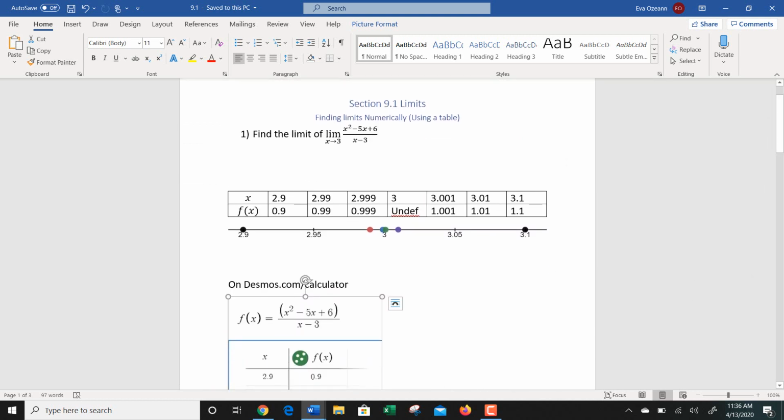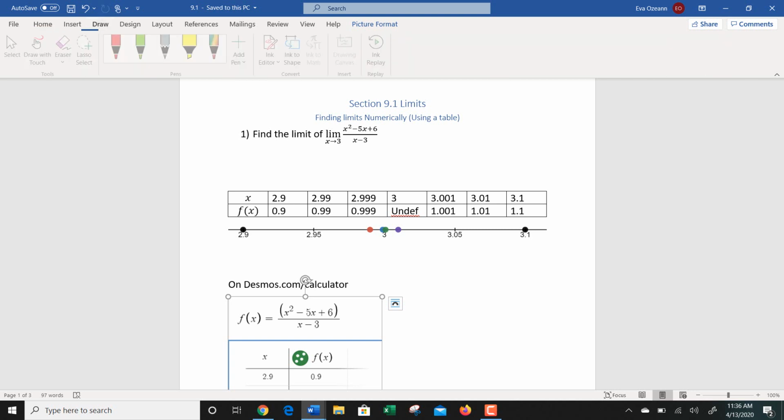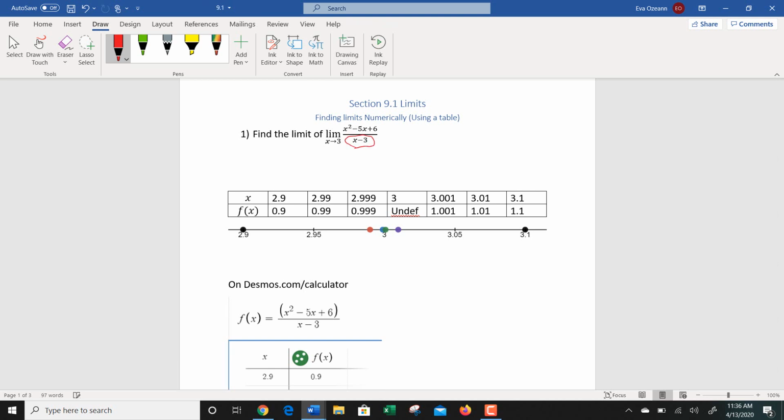So we want to find the limit of this function. We have the limit of x squared minus 5x plus 6 divided by x minus 3, and we want to look as x gets really close to 3. So here's an issue that we're going to have: if I just try to plug 3 in, that is going to be 3 minus 3 on the denominator, which equals 0. And if we've learned anything in math, it's that you're not allowed to divide by 0.